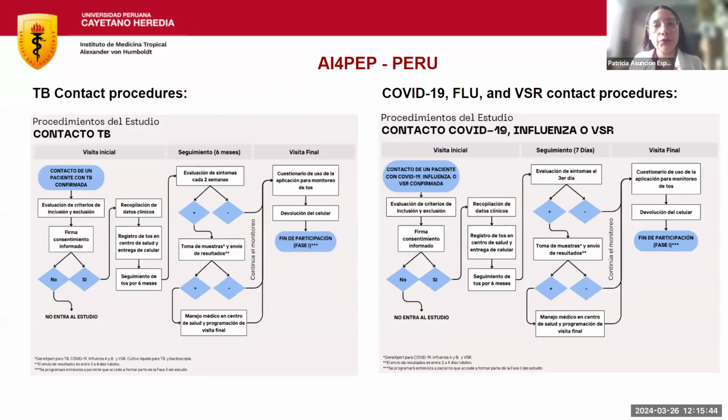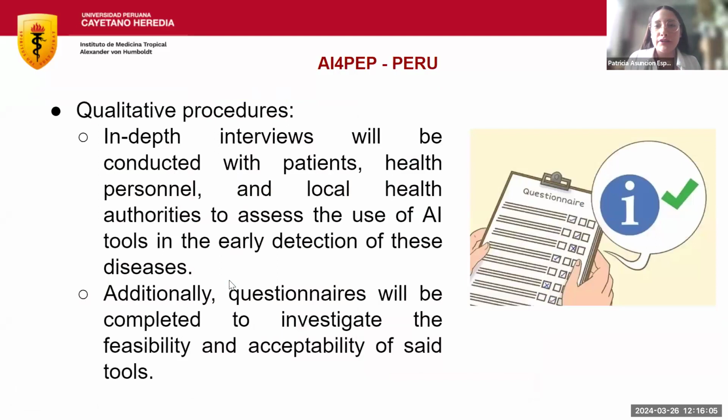And this is the flowchart for the high-risk contacts. It is quite similar to the previous one, just adding a longer follow-up for the contacts of the TB patients. And well, that's all about the initiatives for the AI projects for our country.